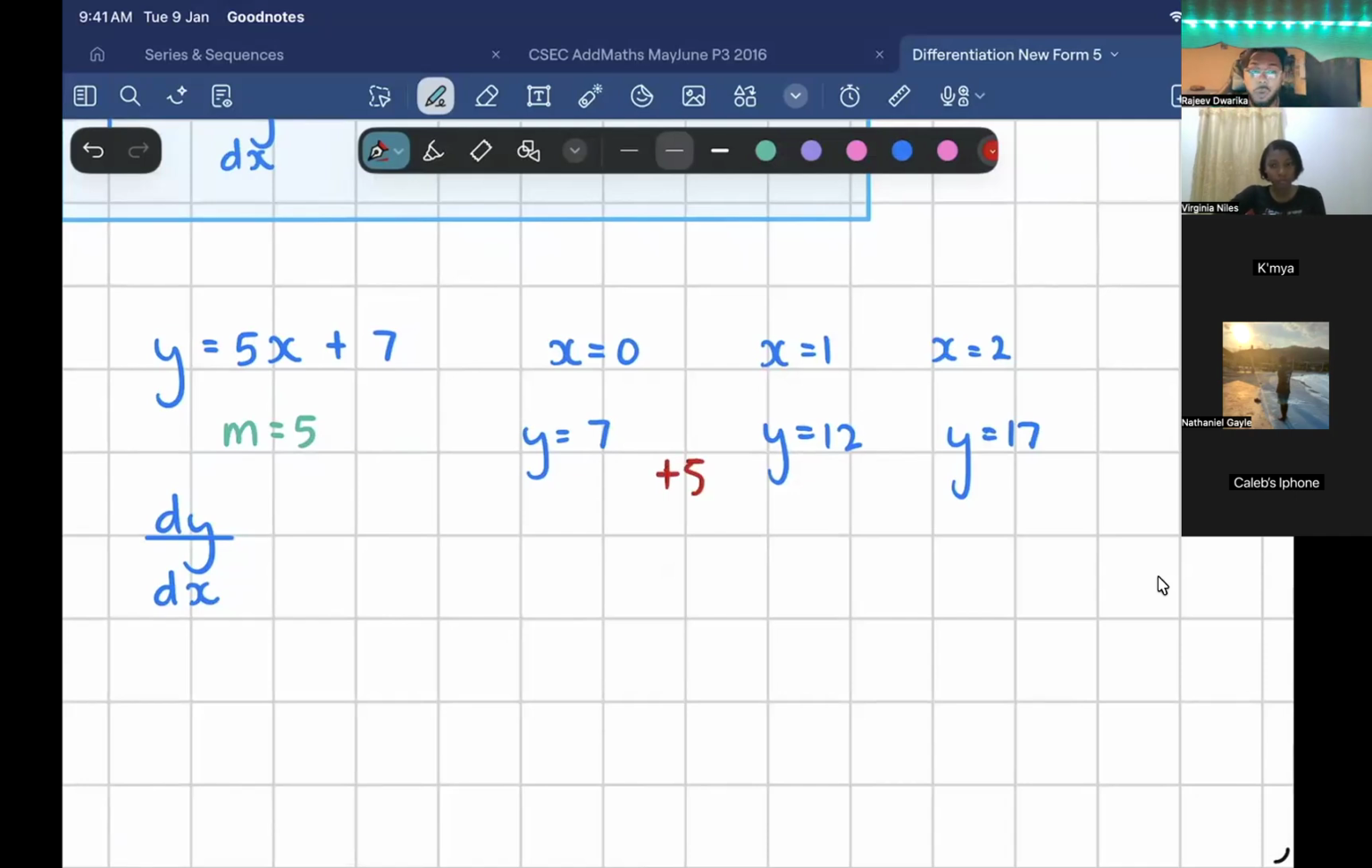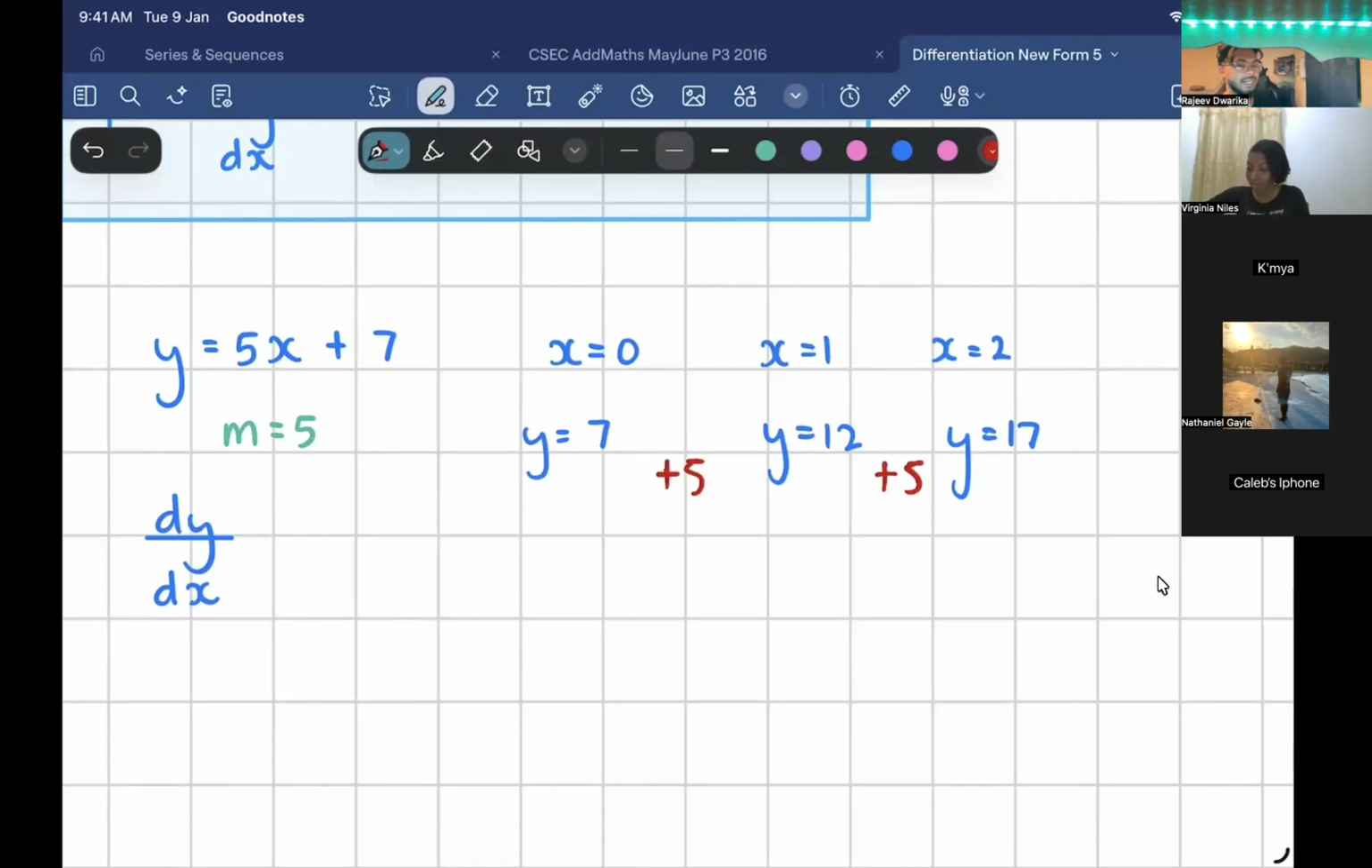Fun fact: all linear relationships are arithmetic progressions. In case you didn't know, now you know. Virginia, you're seeing that, right? Watch it for yourself. 7, 12, 17. What's the next term going to be? Take a guess. 22. So all linear relationships are just APs in disguise. We just did that.